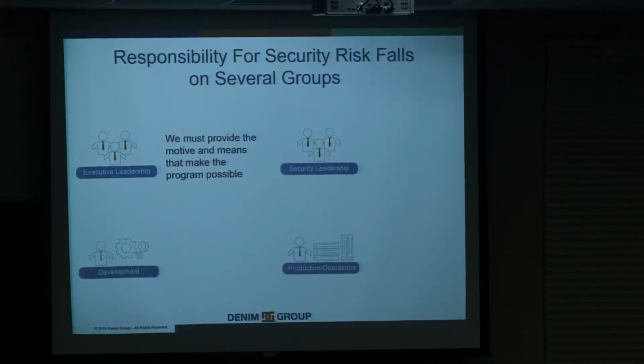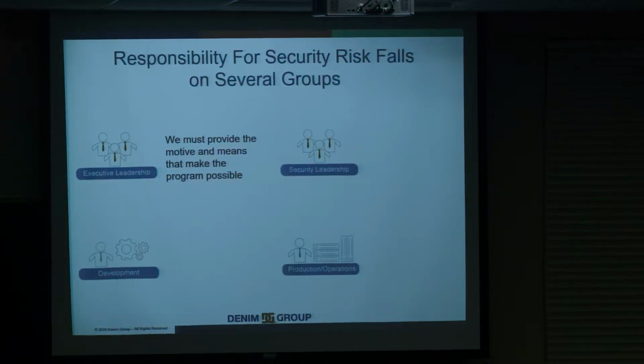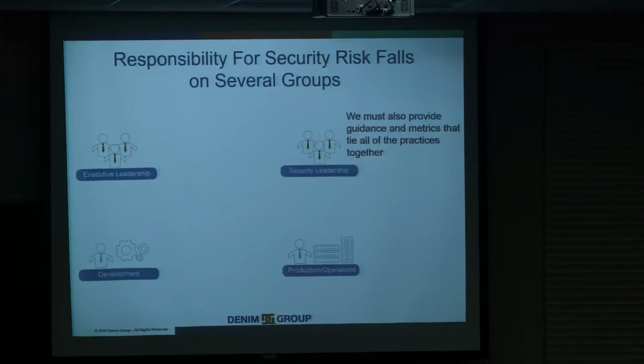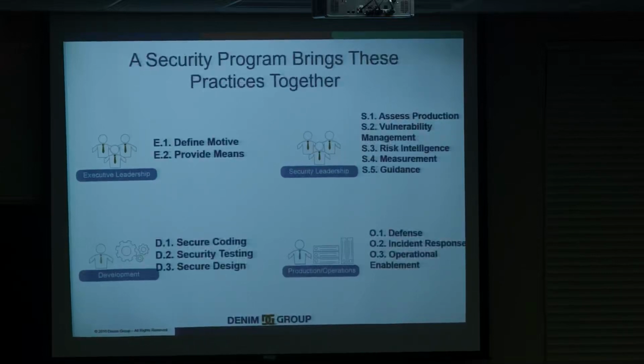But executive leadership must provide the motive and means that make the program possible. Very important. And security leadership must address immediate risk by assessing production and managing known vulnerabilities. They must also provide guidance and metrics that tie all of these other practices together. Theirs is the biggest job, obviously. So a security program can bring these practices together. These are just groups of practices. This obviously isn't a complete list; a complete list doesn't fit on a single slide.